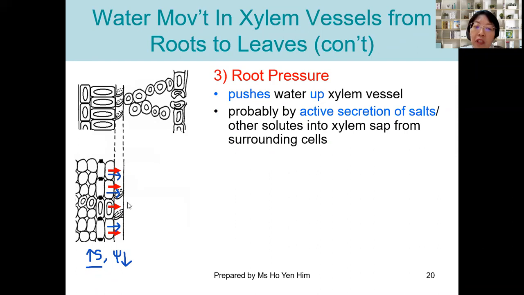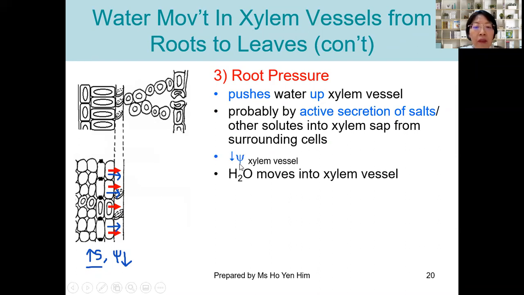So root pressure pushes the water up the xylem vessel because of the active secretion of salt, or other solutes, into the xylem sap from the surrounding cells. So this will reduce the water potential of the xylem vessel. So water moves into the xylem vessel by the apoplast pathway. So do I call this osmosis or diffusion? Can you type your answer? Osmosis or diffusion?